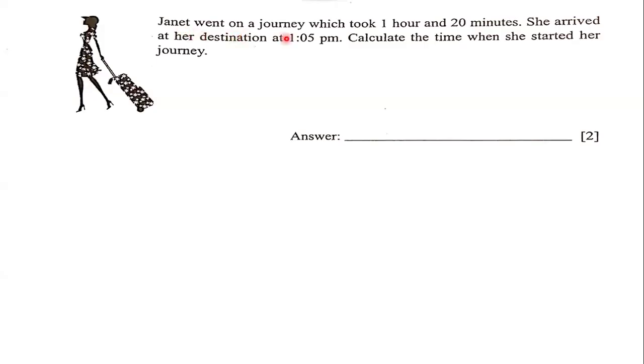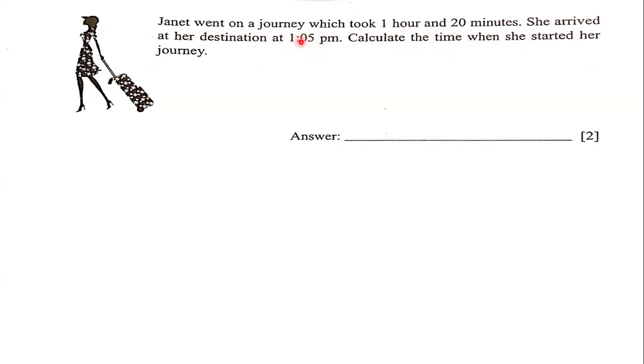Janet went on a journey which took 1 hour and 20 minutes. She arrived at her destination at 1:05 p.m. Calculate the time when she started her journey. Now, she arrived at her destination at 1:05 p.m.